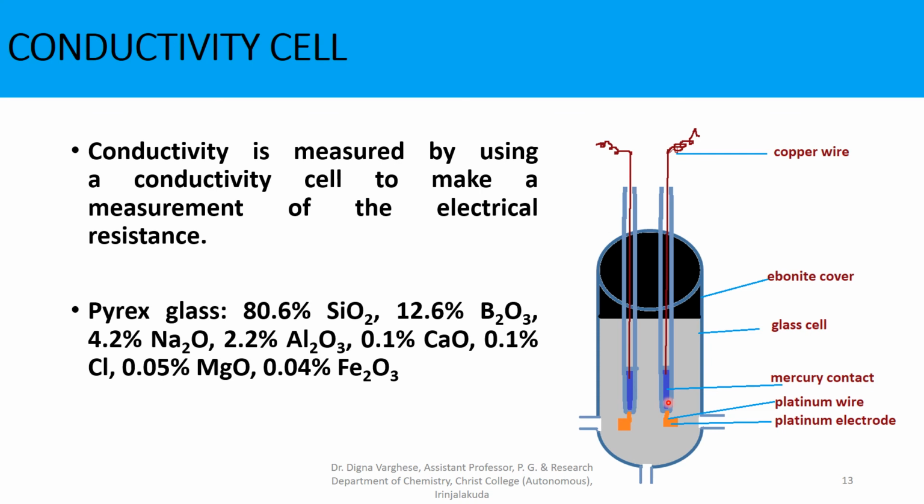The glass tubes are usually fixed rigidly into an ebonite cover. Ebonite is the brand name for hardened vulcanized natural rubber. It contains 25 to 80% sulfur and linseed oil. The distance between the electrodes is fixed by the ebonite cover, so that the distance between the electrodes remains constant. So this is a simple representation of a conductivity cell.